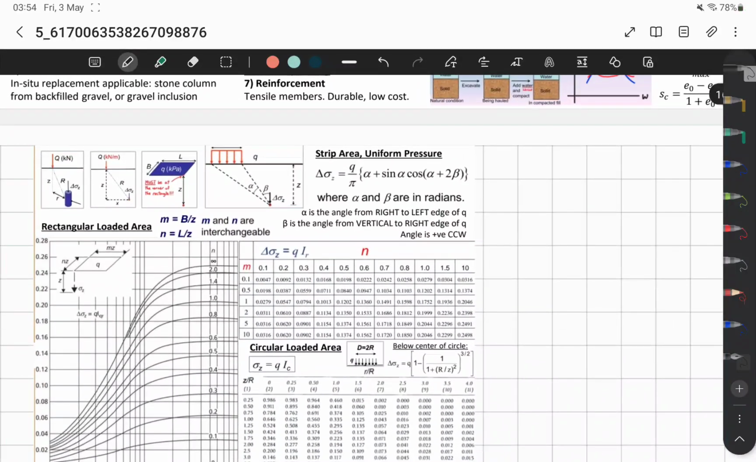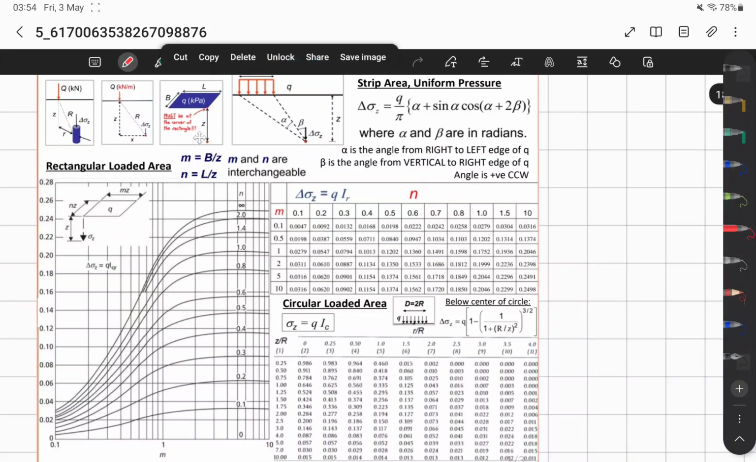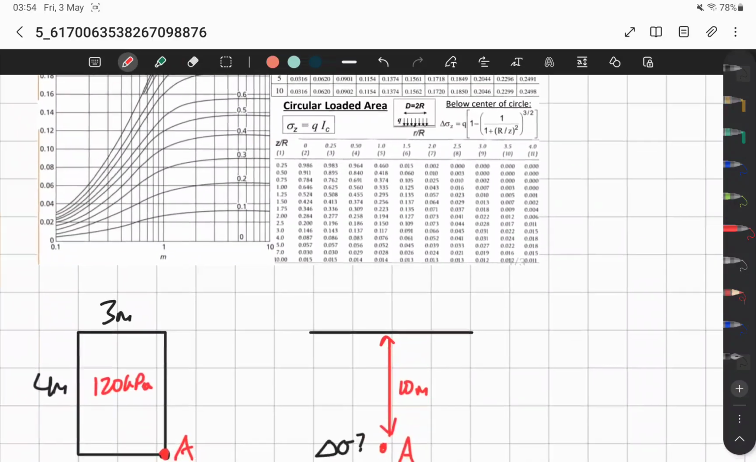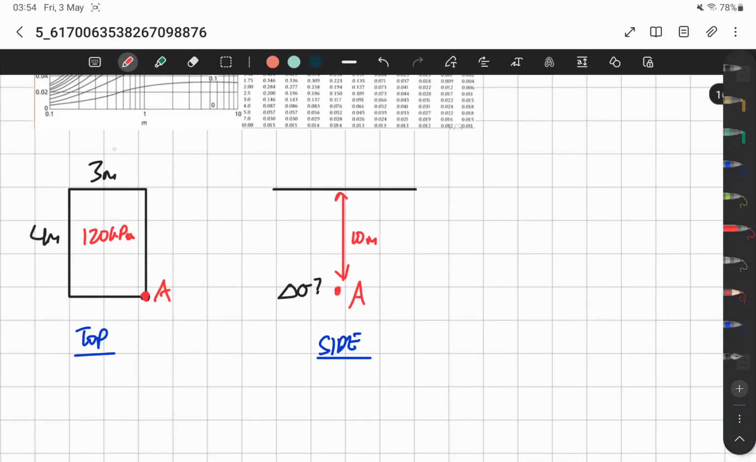Okay, so the idea for Fadum's chart is to find the change in stress of one point below ground caused by a rectangular area load. So for example, I have an area like this, 3 meters by 4 meters, and then I apply a load of 120 kilopascals. And this is the point that I'm interested in, which is point A.